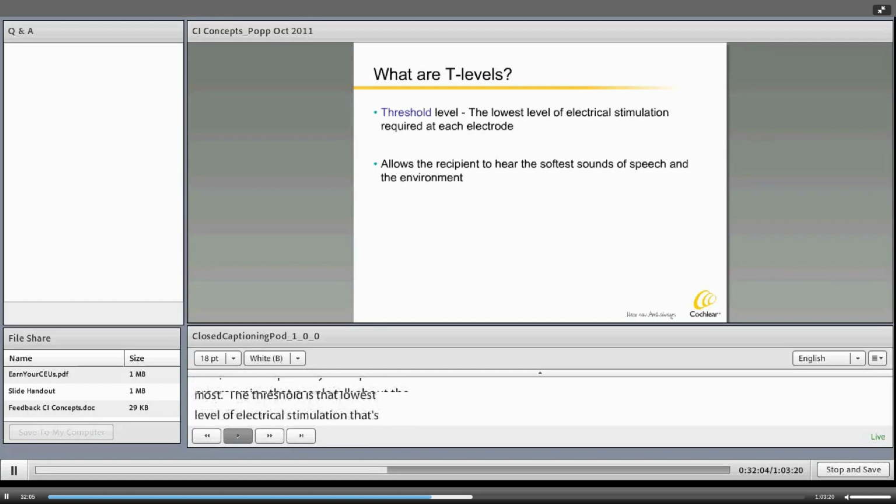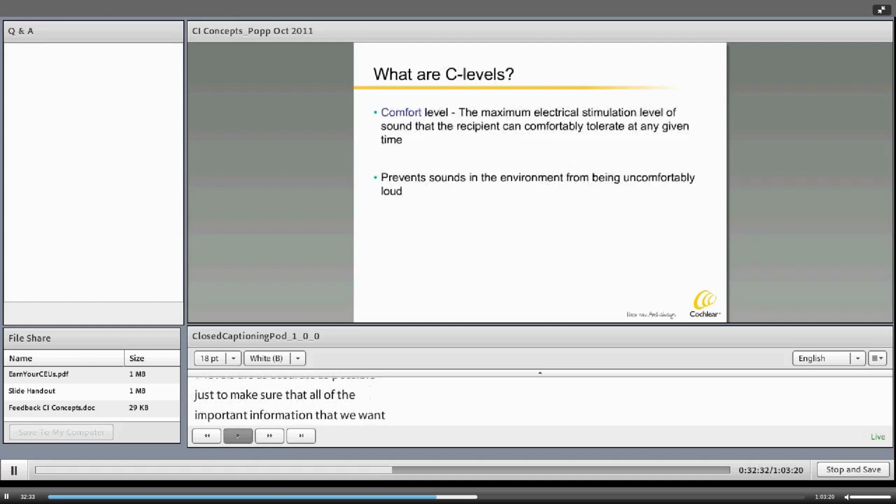If we look at the threshold and comfort levels, those are probably the aspects of programming that people talk about the most. The threshold is that lowest level of electrical stimulation that's required on each electrode. And accurately measured threshold levels allow the recipient to hear the softest sounds of speech and environmental sounds, incidental speech. We tend to focus a little bit on making sure that T levels are as accurate as possible, just to make sure that all of the important information that we want processed by the system is being received.